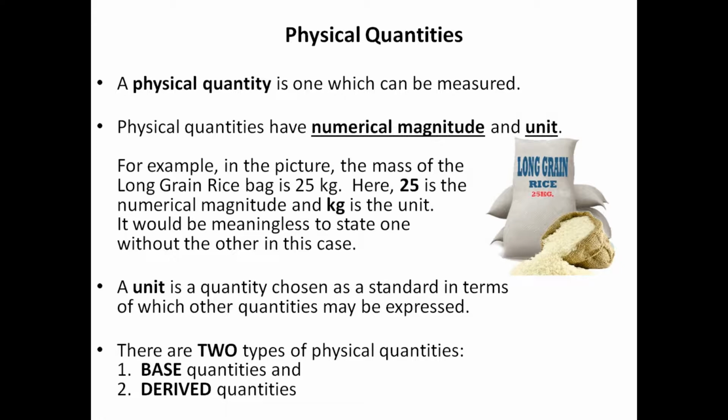Now, physical quantities. A physical quantity is one which can be measured. Physical quantities have numerical magnitude and unit. For example, in the picture, the mass of the long grain rice bag is 25 kilograms. Here, 25 is the numerical magnitude, which means size, and kilogram is the unit. It would be meaningless to state one without the other. Could you imagine if I just came and said, long rice 25? 25 what? Years? 25 what?